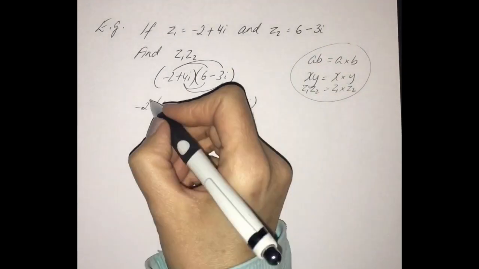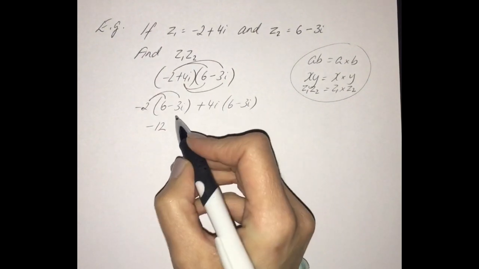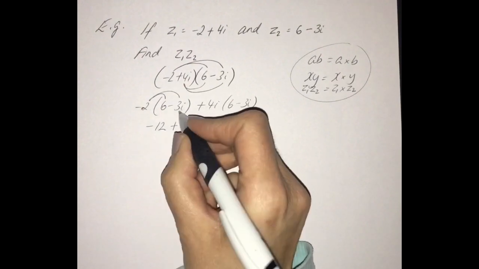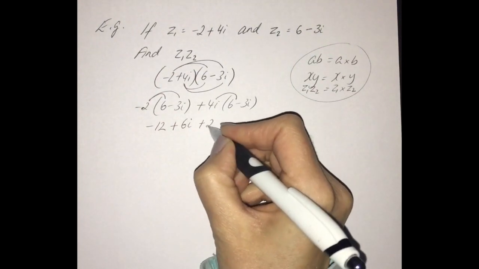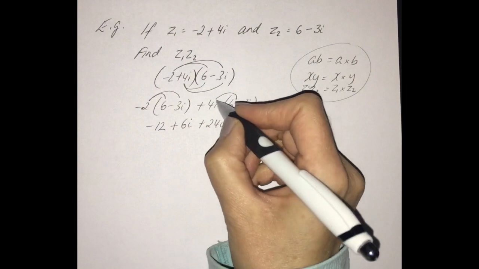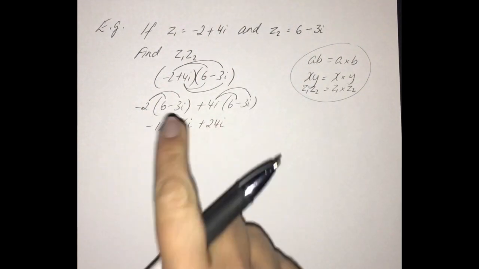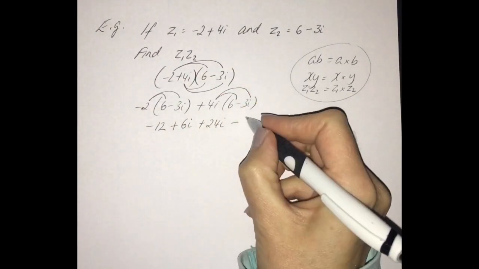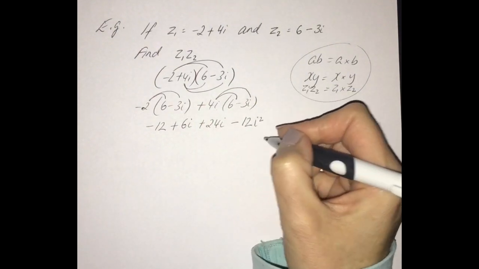Okay, so let's multiply this out. Minus 2 by 6 is minus 12. Minus 2 times minus 3i. A minus by a minus, of course, is plus. 2 times 3i is 6i. 4i times 6 is a positive 24i. And plus 4i times minus 3i. Well, a plus by a minus is a minus. 4 times 3 is 12. And i times i is i squared.